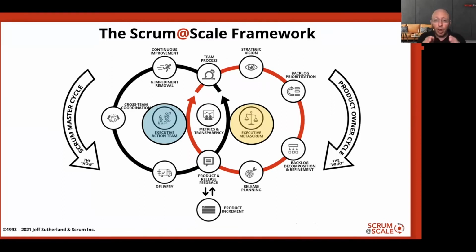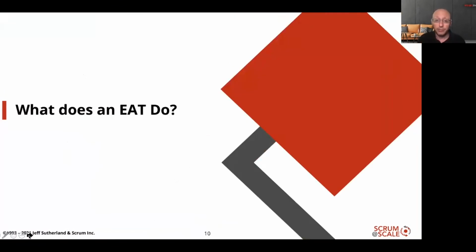Both of them touch at the team process because every team needs a product owner and a Scrum Master. And they also both touch at feedback. But the product owner cycle, the executive meta Scrum side, is looking at product feedback, whereas the executive action team and the rest of the Scrum Master cycle is looking at release feedback. So there's a little separation there. In Scrum at Scale, just like Scrum, we're always trying to separate out the accountability of what and how, so that the clear accountabilities make for better and smoother coordination, especially at scale.